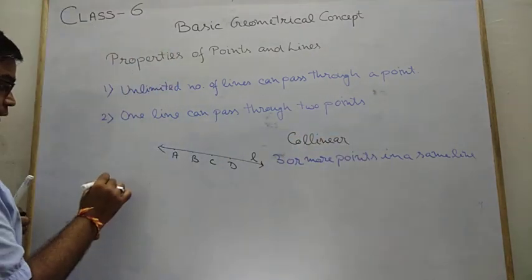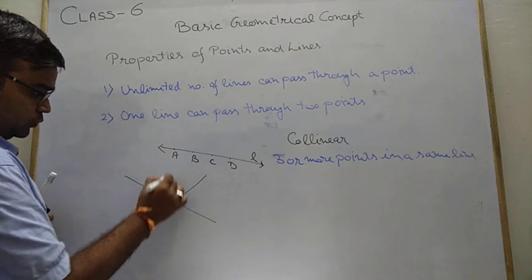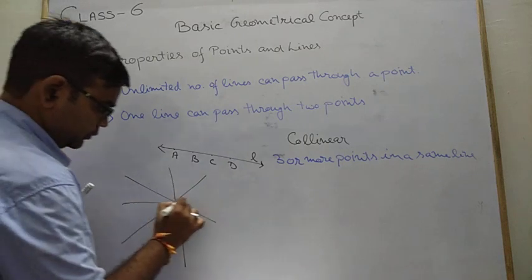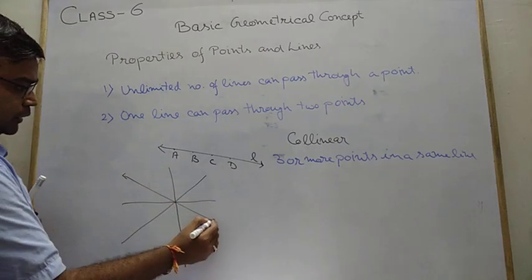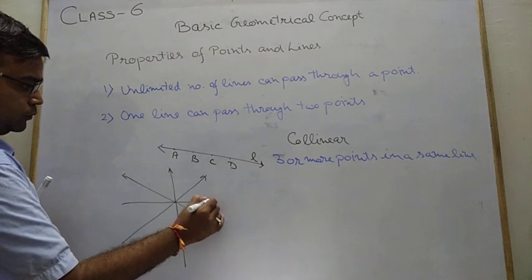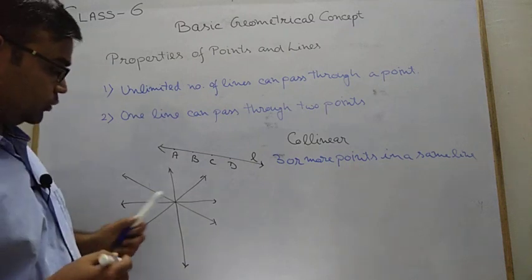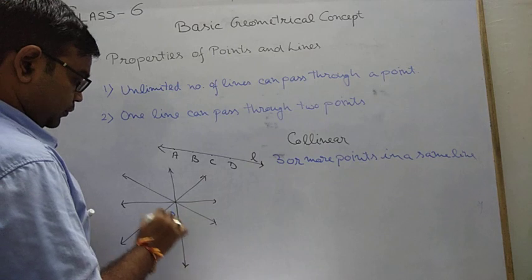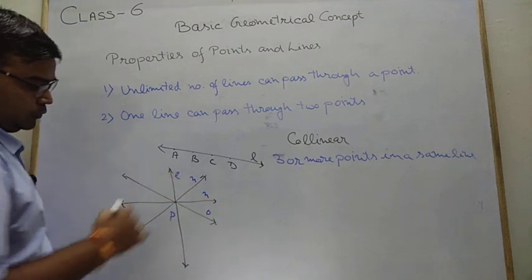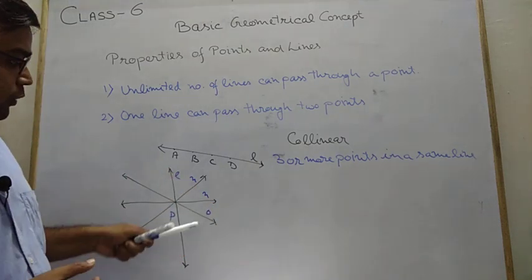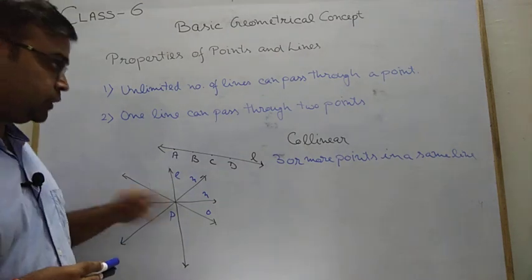Then I am going to say concurrent. Suppose 1, 2, 3, 4, all these lines can pass through a single point P. These lines are L, M, N, O. So all these four lines pass through a single point P or intersect each other at a common point P, then they are known as your concurrent lines.